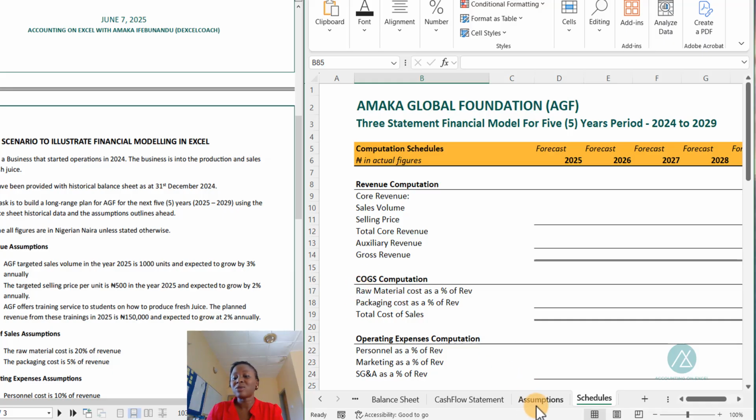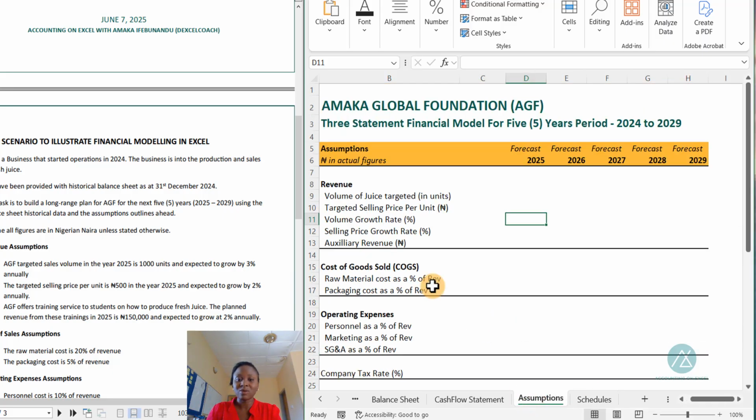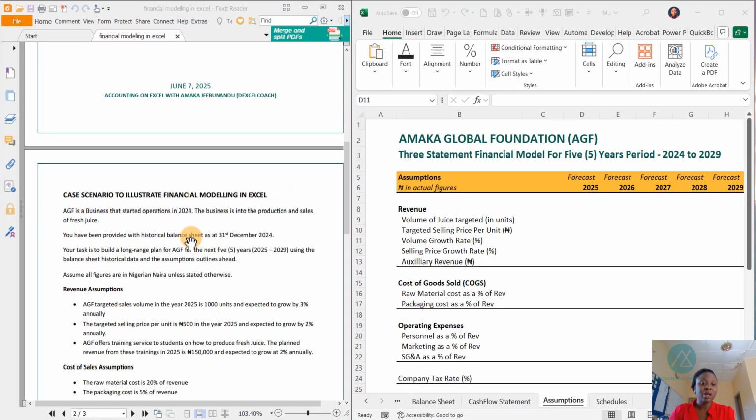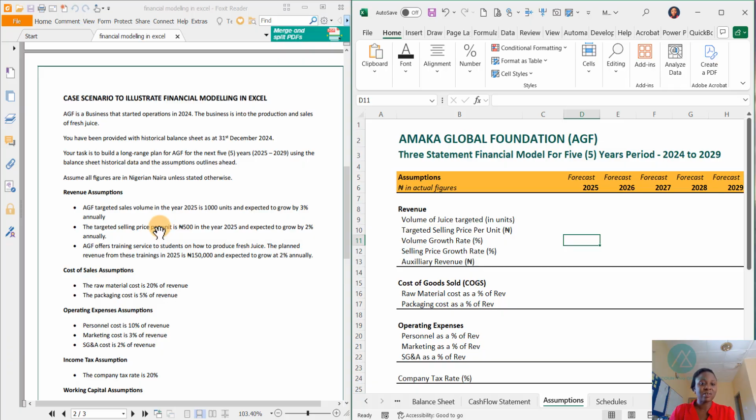So the first thing we'll do is to get our assumptions. So we'll go to the assumption sheet. The first assumption we're reading, as we've read the first set of the case study, says we are building a financial model for 5 years, from 2025 through to 2029. It says AGF's targeted sales volume in the year 2025 is 1,000 units. So this is the volume of juice targeted, the volume we intend to sell. In 2025, it's 1,000. So you just put your 1,000.